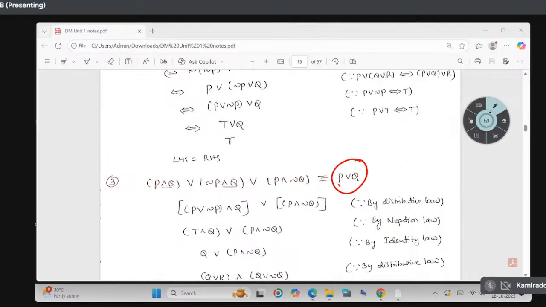Right. So for that, I am applying the distributive law first. So what is the distributive law saying? Distributive law, just check with your notes and tell me what the distributive law is saying.